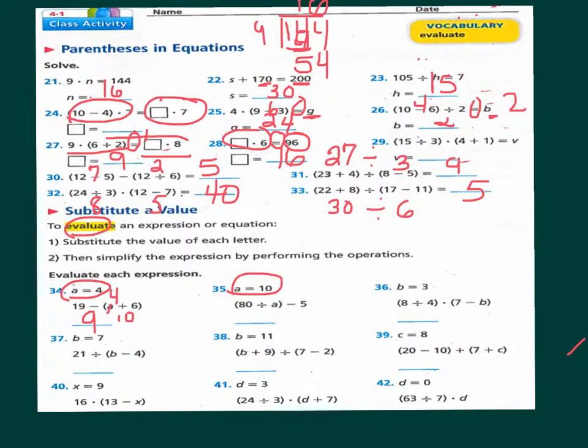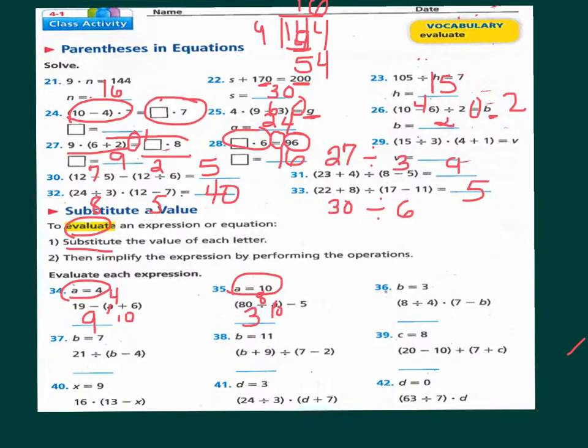A equals 10, so I'm going to put 10 where A is. It says substitute it. So I'm going to switch the A, the letter, for the value because it's worth 10. So now I'm going to go parentheses first. 80 divided by 10 is what? 8. You can write it above if you need to. Minus 5 is what? 3.